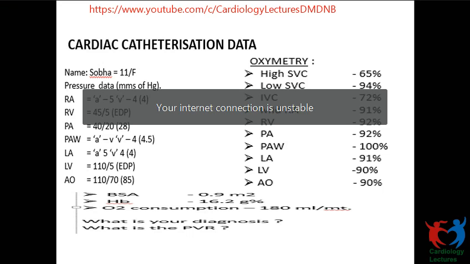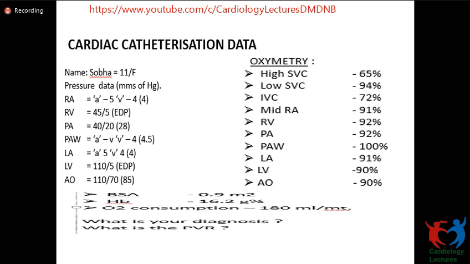Coming to wedge, pulmonary wedge pressure, A is 5, V is 4, mean is 4.5, again normal. LA A is 5, V 4, mean is 4, normal. LV 110 systolic, 5 diastolic, so no gradient from LA to LV. Aorta systolic 110, diastolic 70, mean 85. So that is also normal with no gradient.